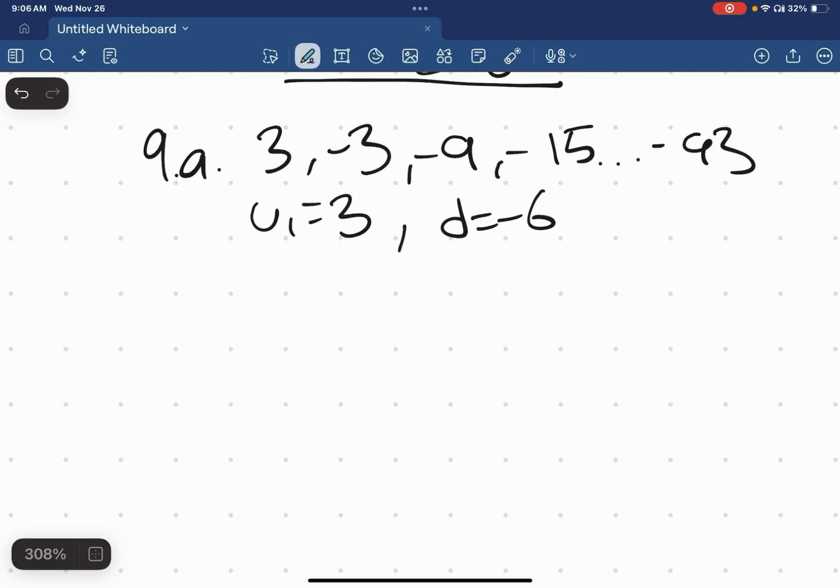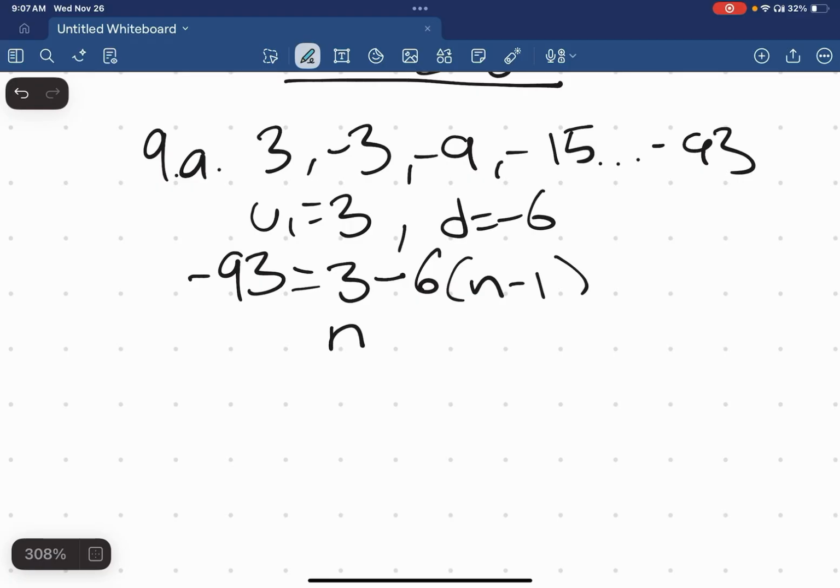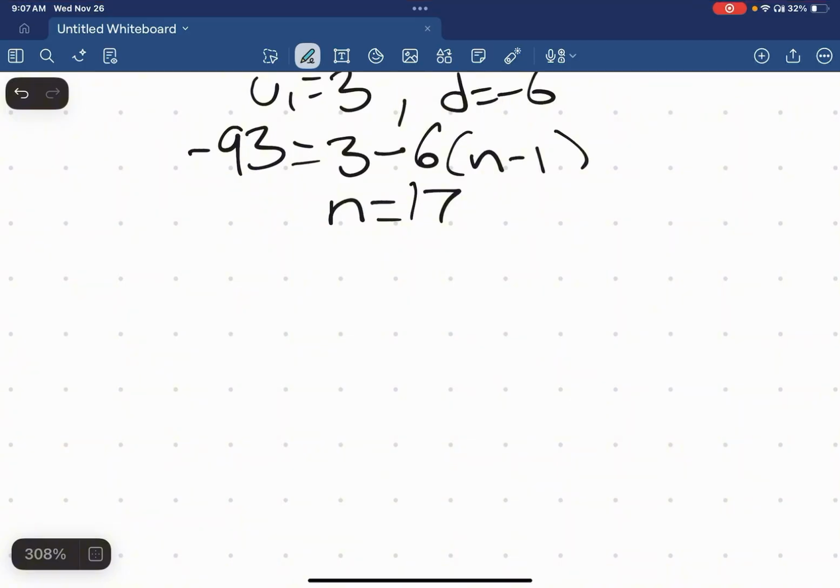From here, we actually do need to find n, so we know how many terms are in here. We know that our last term is going to be negative 93, so that's going to be equal to u1 plus the difference, -6, times (n minus 1). Now after subtracting 3 from both sides, dividing by negative 6 and adding 1, you get n is equal to 17. And now this is where our sum formula comes in.